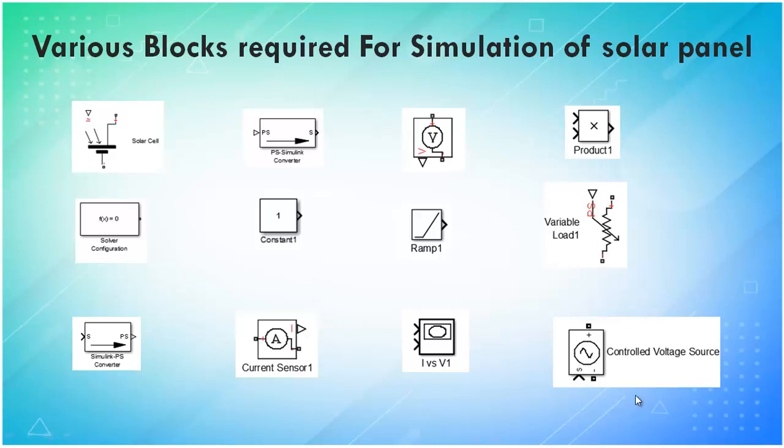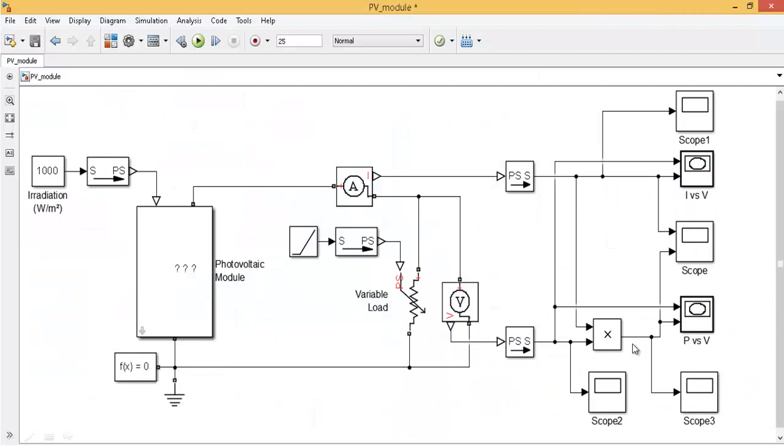And again, this controlled voltage source is required when you connect the output of the solar panel to your boost converter. The boost converter is made up of your block set, where in the previous session we had a DC voltage source. That DC voltage source will be replaced by this controlled voltage source. Okay, so this is the diagram we have to simulate. Now let us see it in MATLAB.